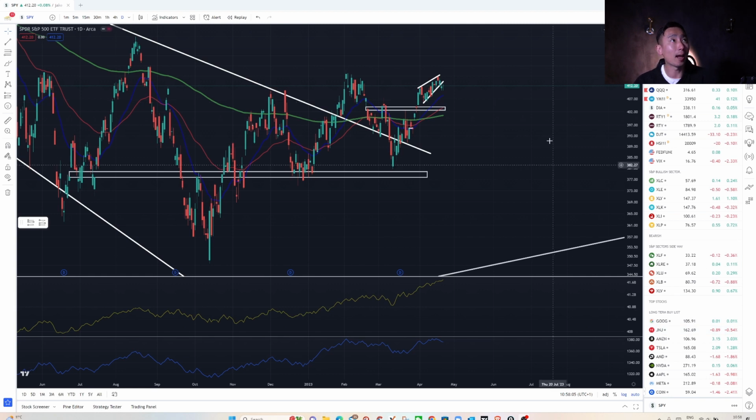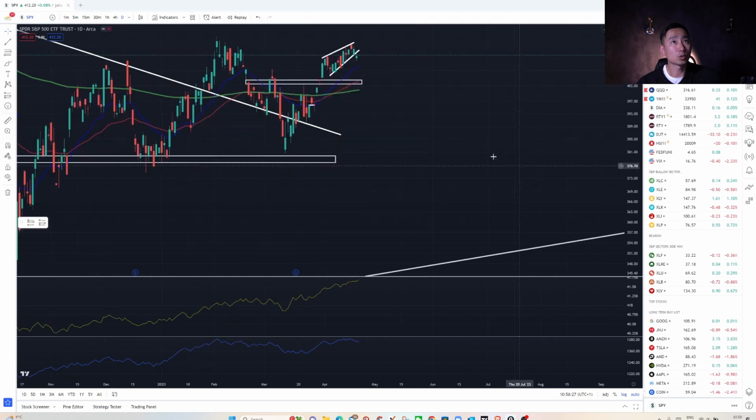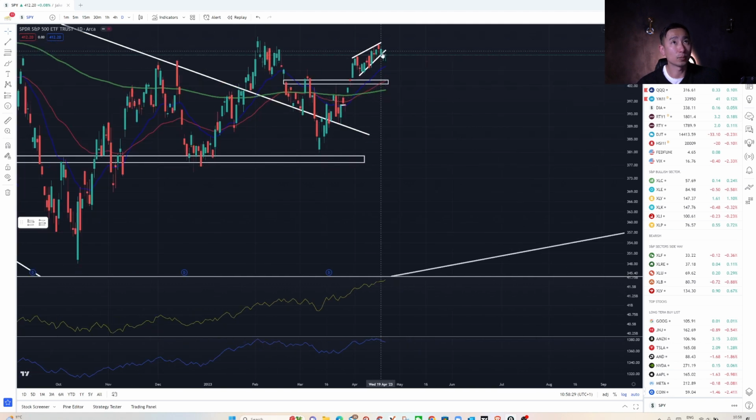So S&P 500 first. Let's have a look at SPY. This is the ETF of S&P 500. So bear with me a second, just get the pen out. Right, so last week we saw this flag is trying to break lower. So this channel here is the flag, okay? It's trying to break lower.